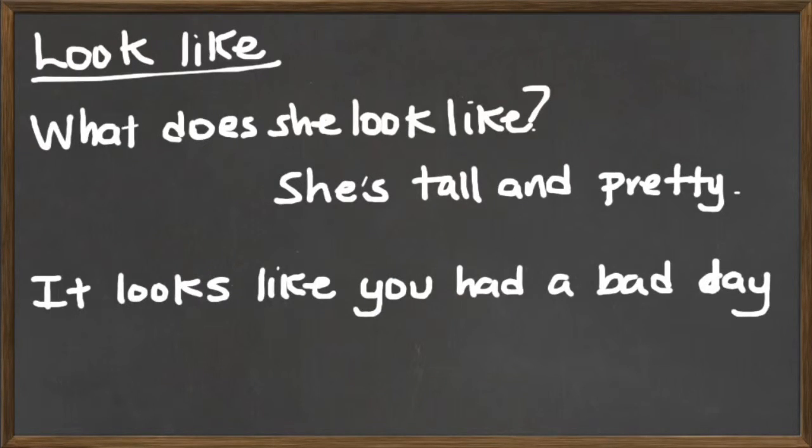Now, look like. What does she look like? That's a question. So remember, we can ask for somebody's appearance, and the answer is: she's tall and pretty. Now notice that in the question I use look like, but in the answer I use the verb to be. So that's the way it is. Whenever you ask with look like, your answer will always use the verb to be. In this case, she is tall and pretty.